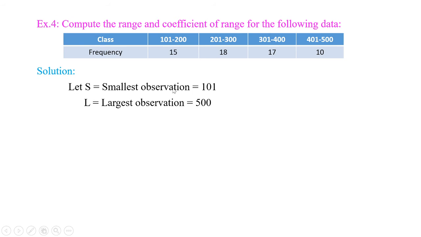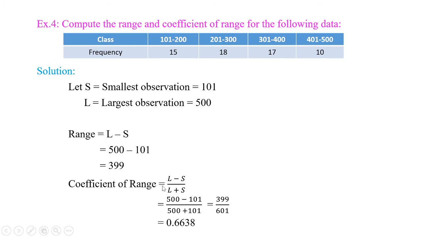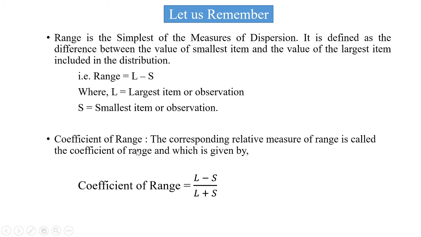Solution: smallest observation is 101 and largest observation is 500. So range is equal to L minus S, 500 minus 101 is equal to 399, and the coefficient of range is equal to L minus S divided by L plus S. Putting this value, 500 minus 101 is equal to 399 and 500 plus 101 is equal to 601. So 399 divided by 601 is equal to 0.6638. So range is equal to 399 and coefficient of range is 0.6638.